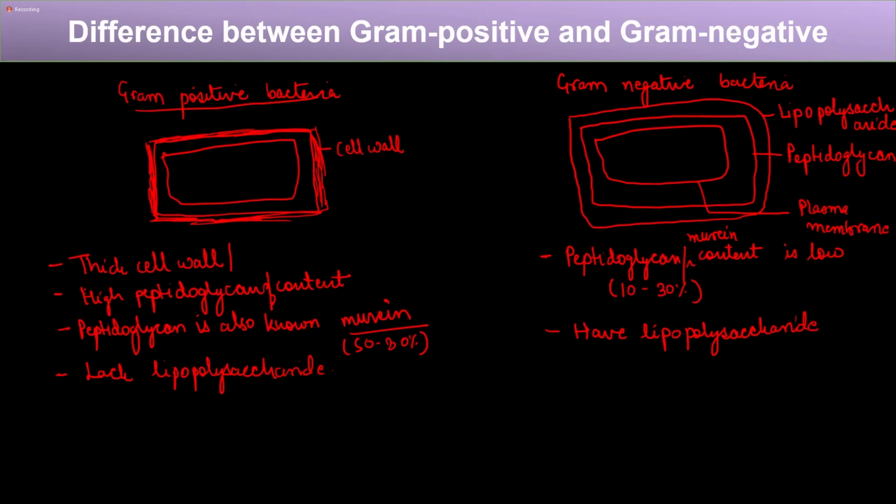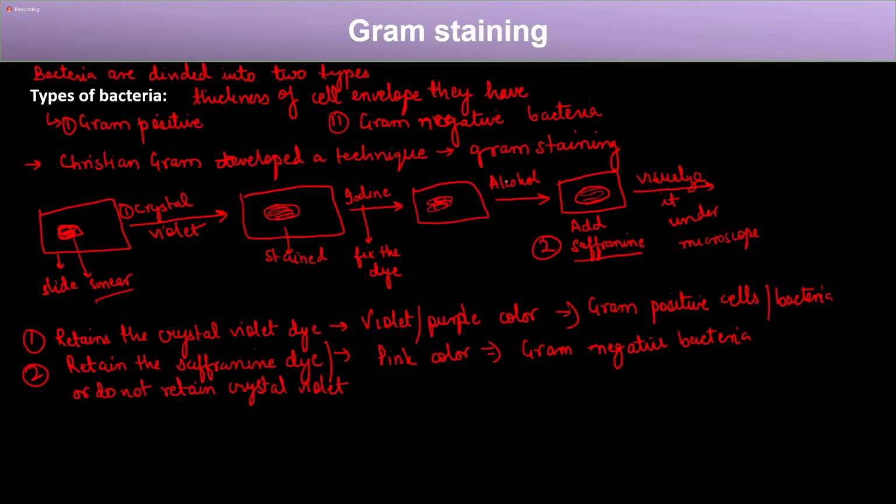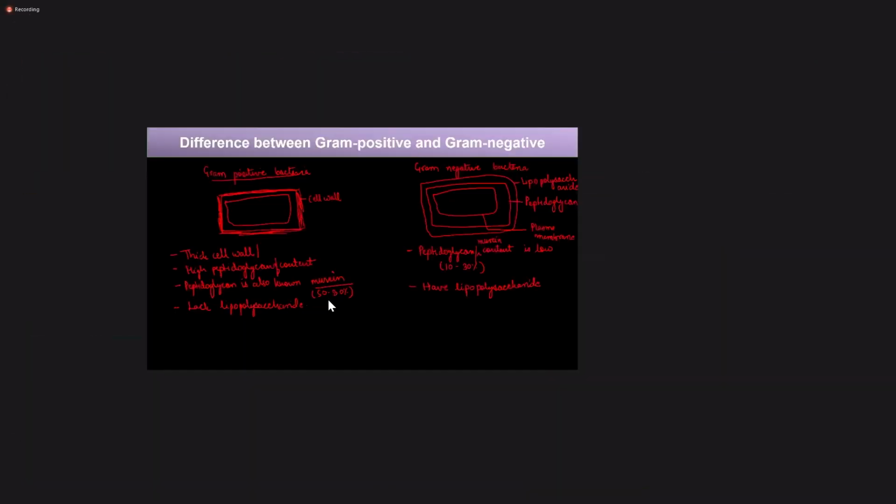So now the question is, why does the gram-positive bacteria retain the crystal violet color and why don't the gram-negative bacteria? Because you must have seen in the last slide that we added alcohol. After staining with the crystal violet, we washed our sample with alcohol. Now, what does this alcohol do?